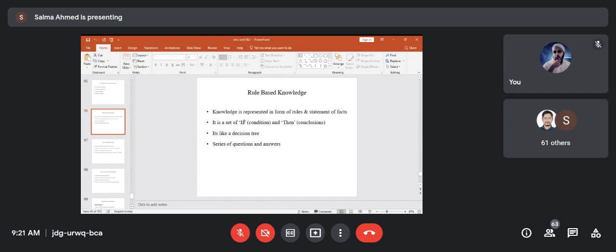I think you understand what a decision tree is. There's a series of questions and answers, right? So, do you have a headache? It says yes. You came with a headache. It asks you a certain question: which part of the head? Then it goes to a third question. So it has certain rules and facts.